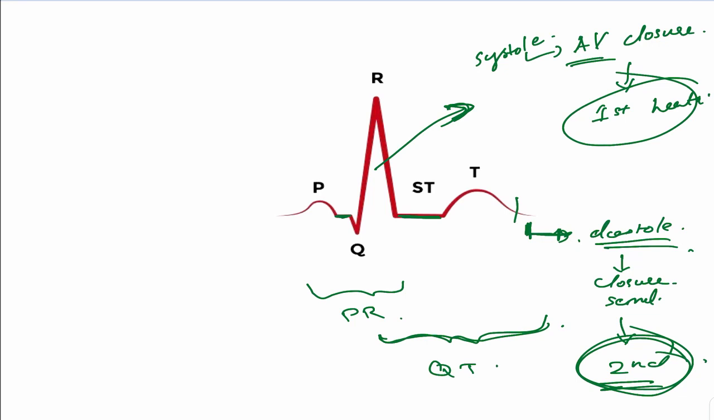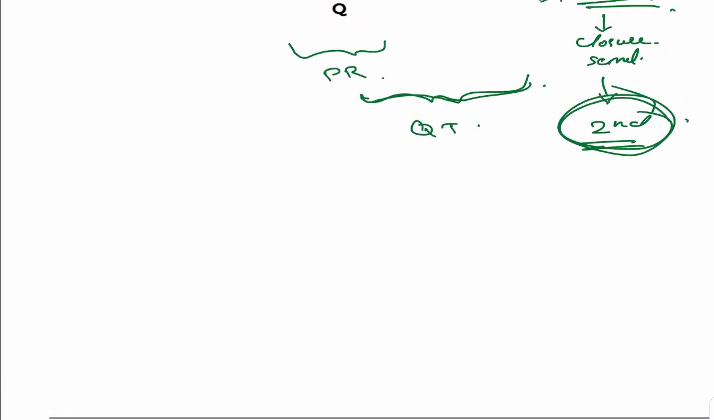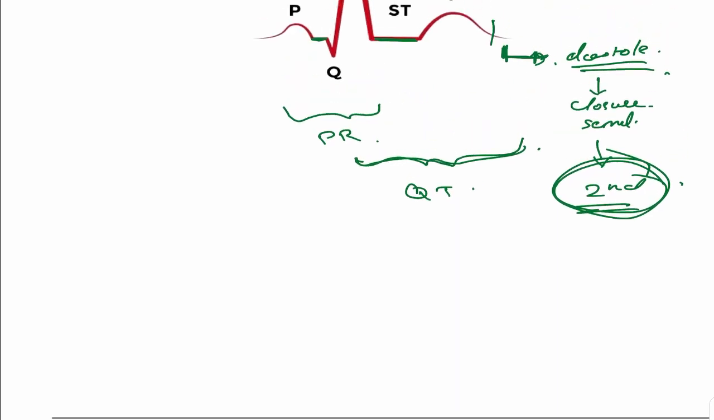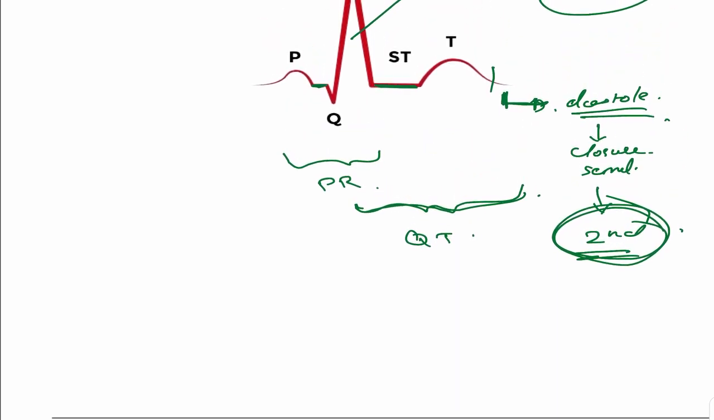So that's about the various segments and intervals. Most importantly, you should know the PR segment and the ST segment, and then there are the PR interval and QT interval. Segment means the shorter one, this one. These are segments. Intervals means PR interval and QT interval. So two segments and two intervals. Very important. Now we will go on to the next part.